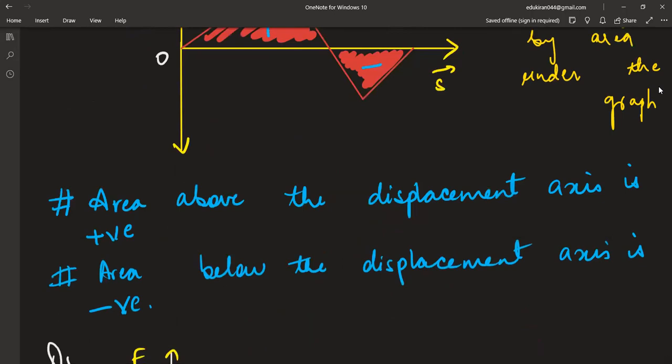Do one thing, write it down, then I'll discuss this question. So in the next class, we'll straight away start with energy. Write it down.